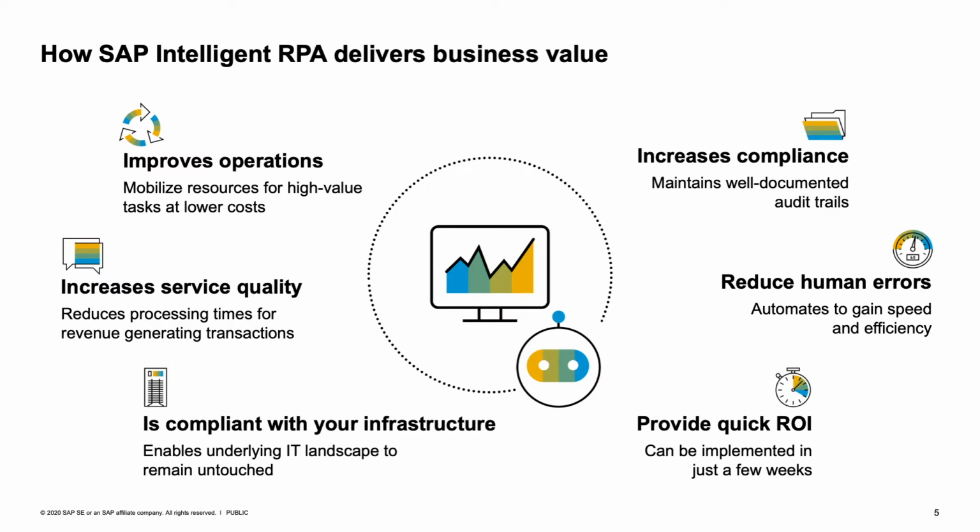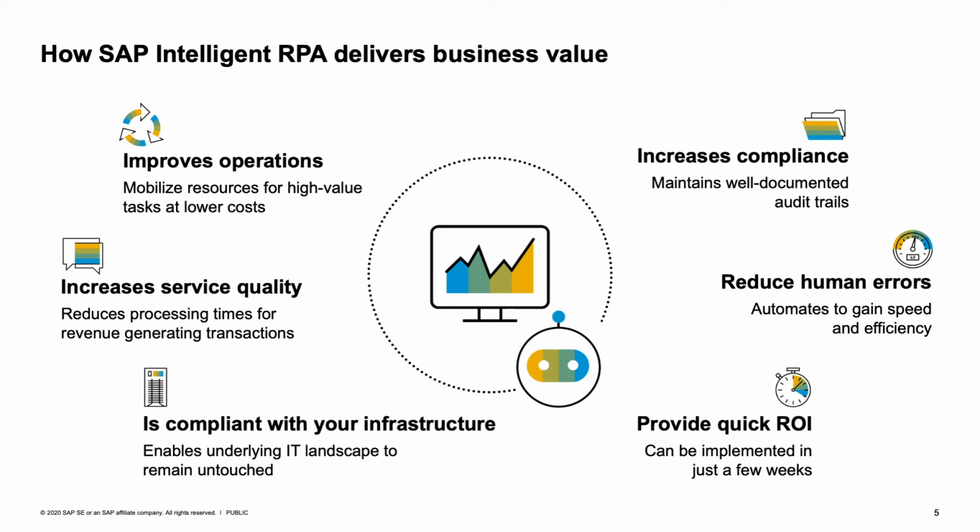Now, quickly, let's see what exactly are the business values of SAP Intelligent RPA. First of all, it increases compliance. So naturally, when a business process gets automated using software bots, you can also make it easier for audit trails to be created. You can document this process. It reduces human errors, of course, and you, of course, gain on speed and efficiency. It provides quick return on investment, and it's also compliant with your infrastructure.